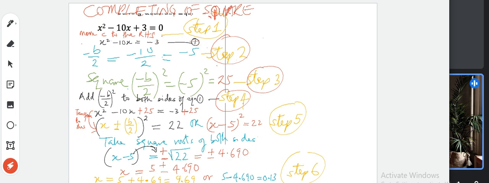I had to write them out in steps so that you remember. Steps 1, 2, 3, and so on. Please make sure you share your screen so that we have this.